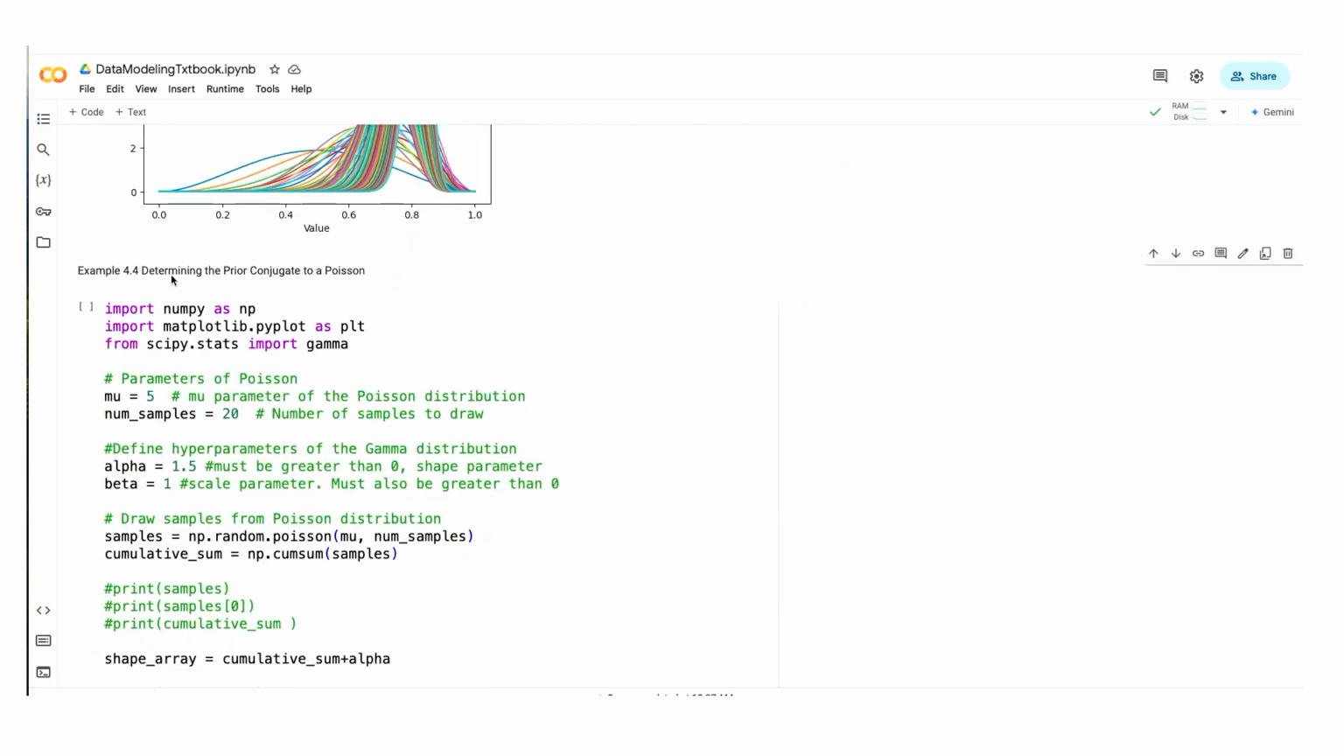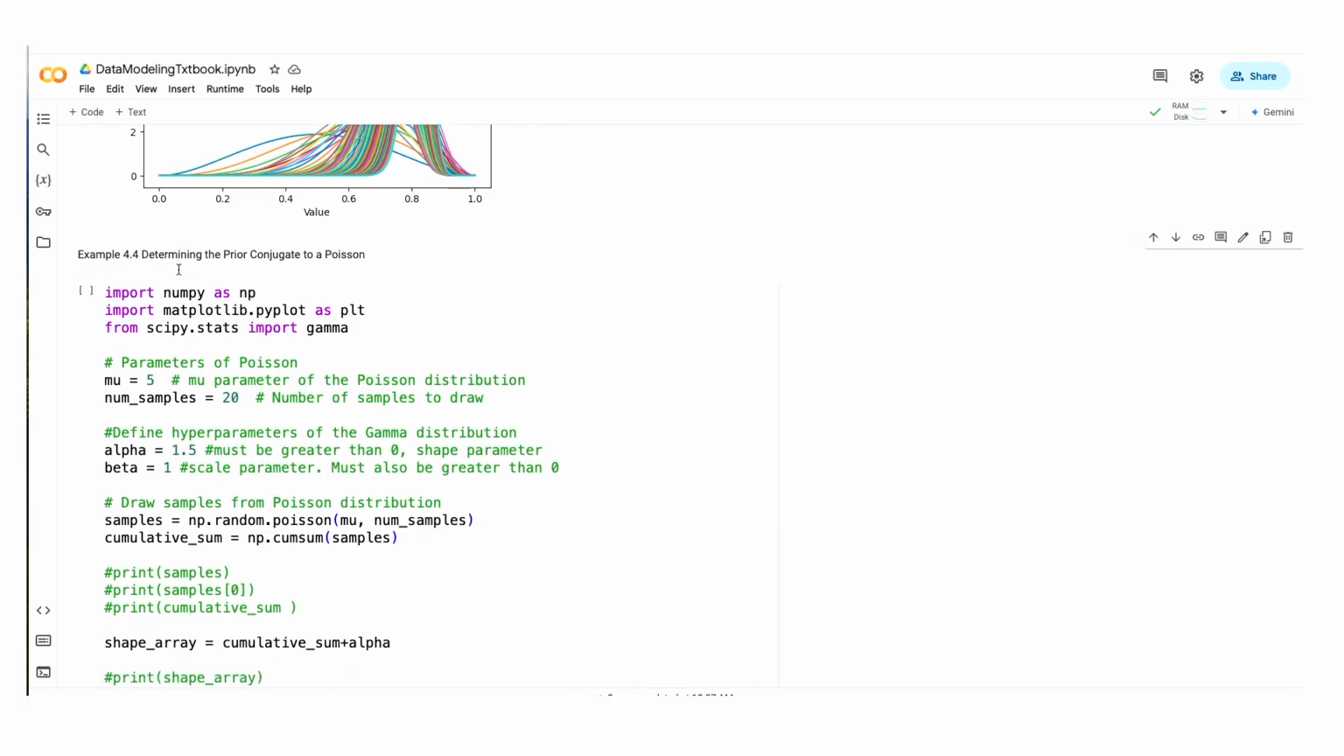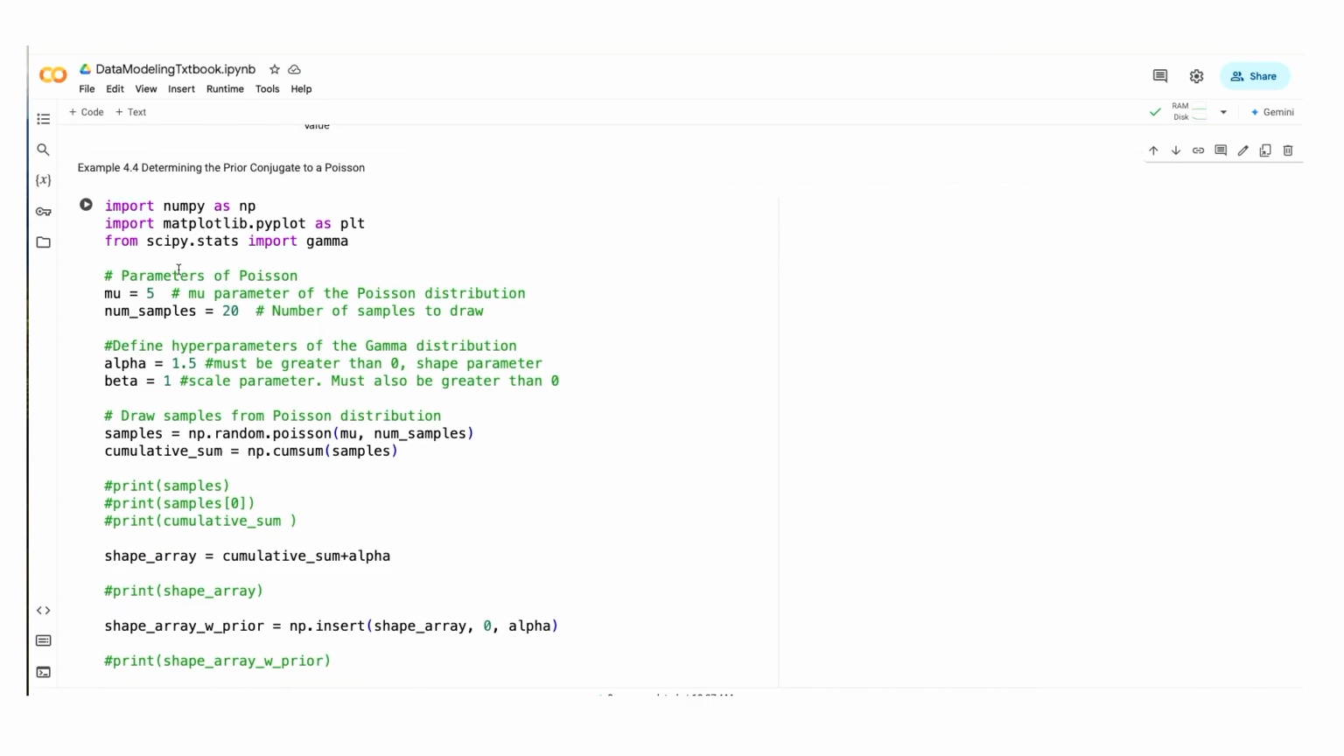Let's look at another example, and sort of our last example. This one here is example 4.4. We did the math of it over the course of our lectures, and we looked at the prior that was conjugate to the Poisson distribution. That prior conjugate to the Poisson was the gamma distribution. And we'll be following a pattern very similar to the one that we just followed in the previous example.